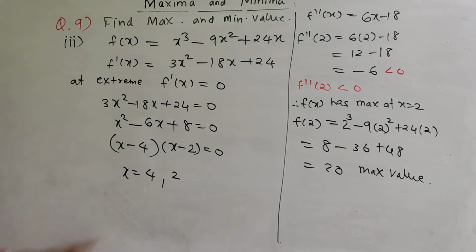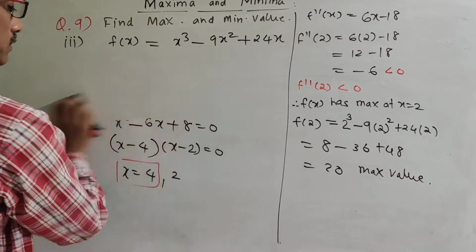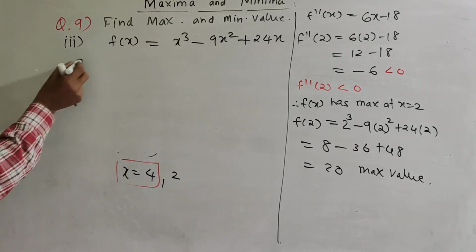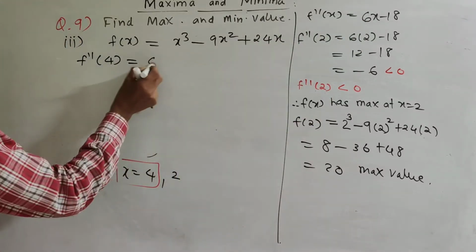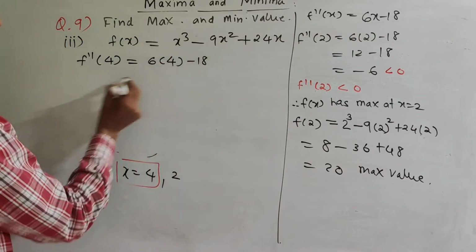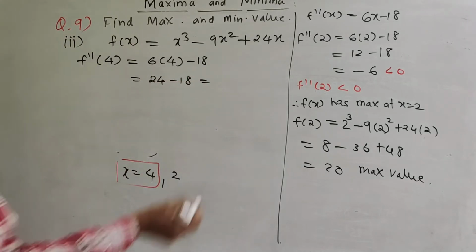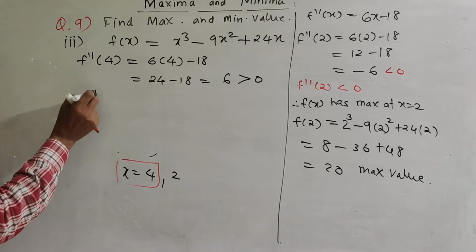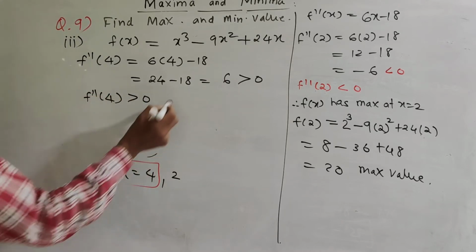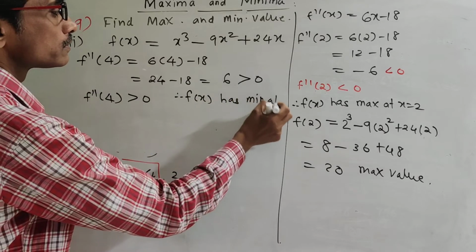Then another stationary point is x equals 4. Now we check the second order derivative at this point. So the second order derivative at x equals 4, f''(4), is 6 into 4 minus 18, which is 24 minus 18, and it is equal to plus 6, which is greater than 0. इसका मतलब the second order derivative is positive. Therefore f(x) has minima at x equals 4.